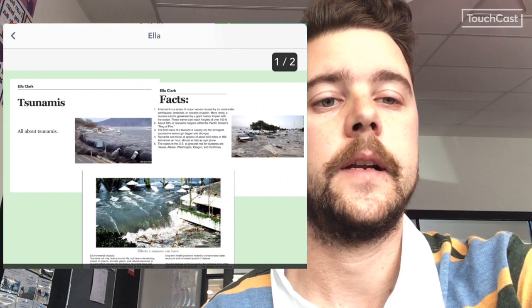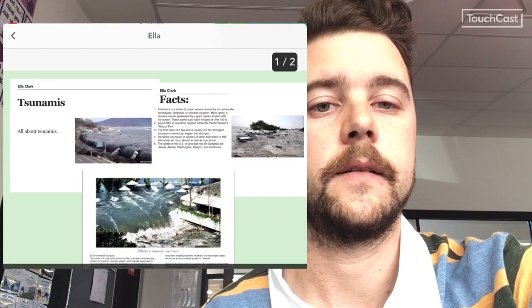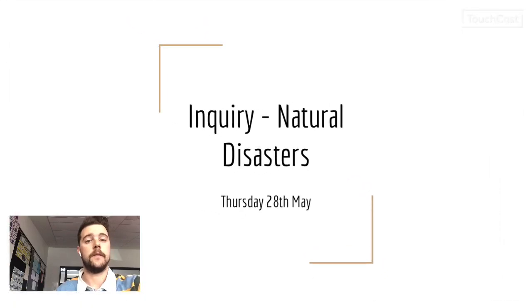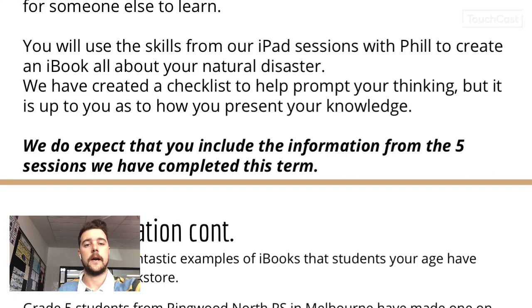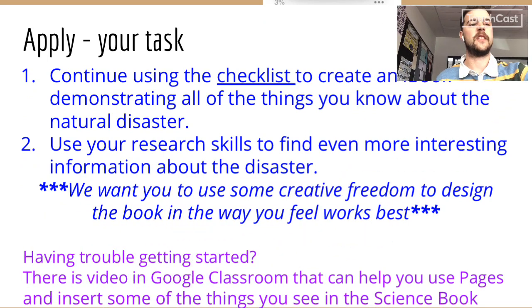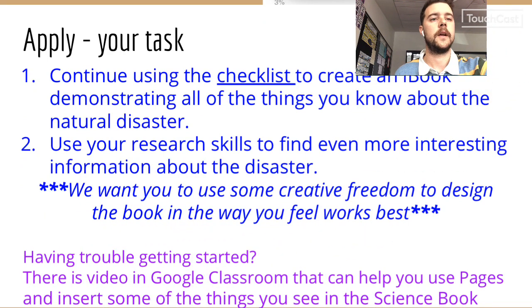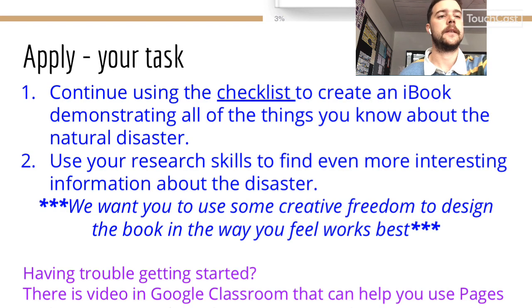So if you need to go back and have a look at some of Phil's lessons from last week to help you out with what you actually do on pages, go back and have a look. But what you're doing today is you're going to continue using the checklist to create an iBook that's demonstrating all of the things you know about the natural disaster. So make sure you've got the stuff you've already done before you dive in and add more to it. Then once you know you've got all 5 things, use your research skills to find even more interesting information to add to your book, to give it more.